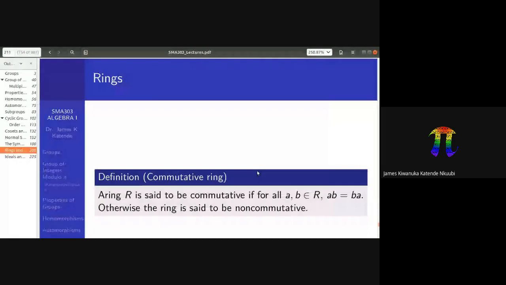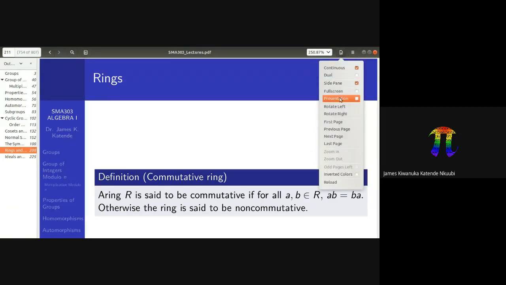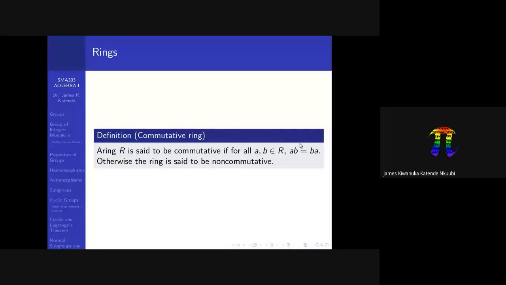Under addition, we've already said that R will be an abelian group, so it's already commutative under addition. We do not add any value to talk of commutativity under addition, because it's guaranteed for any ring. It's only under multiplication that it is not guaranteed. And therefore, when it happens, we classify the ring as a commutative ring.